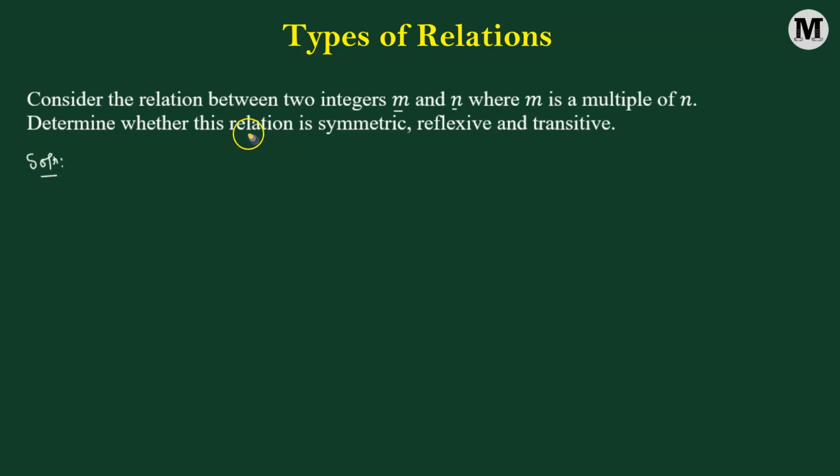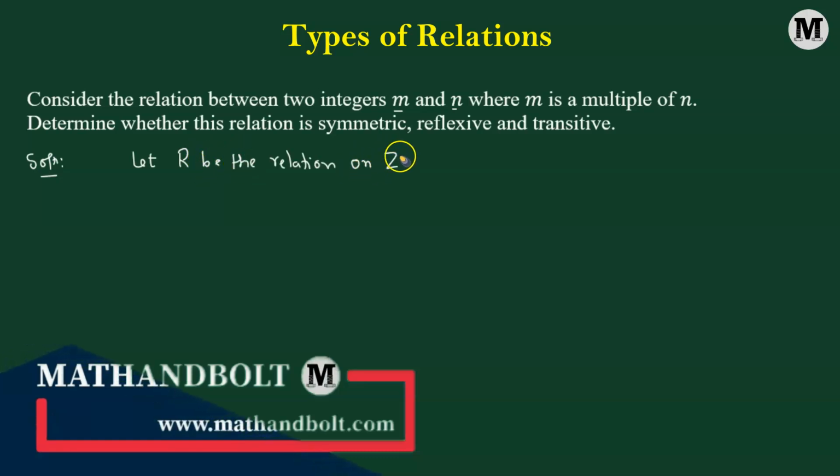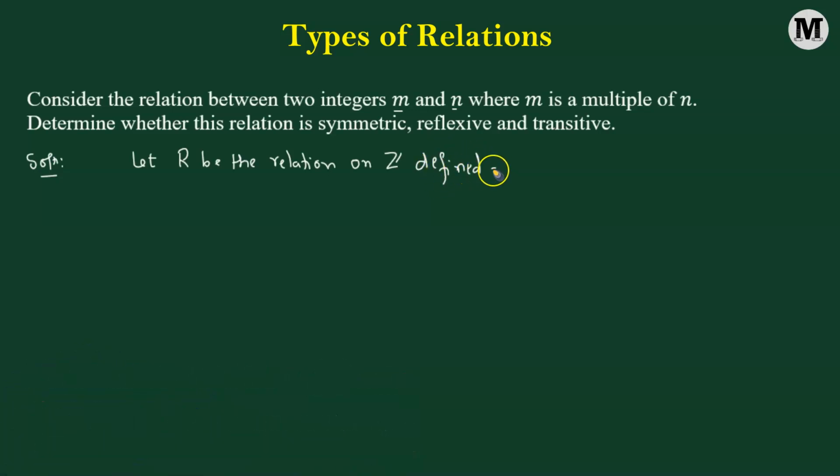Now, in order to show that this relation is symmetric, reflexive, and transitive, let's try to define the relation R. So here we will consider that R is the relation on the set of integers Z defined by R being a set of the ordered pairs (m, n) such that m is a multiple of n.